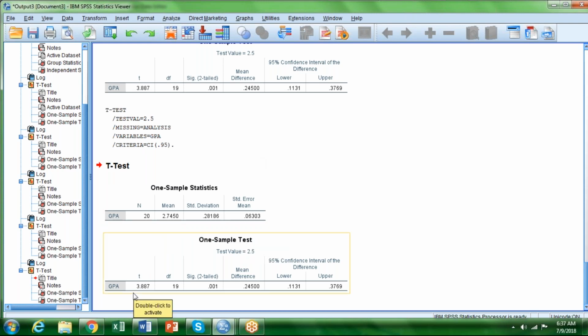And then again, here is 3.887, degrees of freedom 19, significance level is 0.001, mean difference is 0.245, and here are our upper and lower confidence interval levels at 95% confidence interval. So that looked like it worked pretty well, and you should be able to do that without any problems.